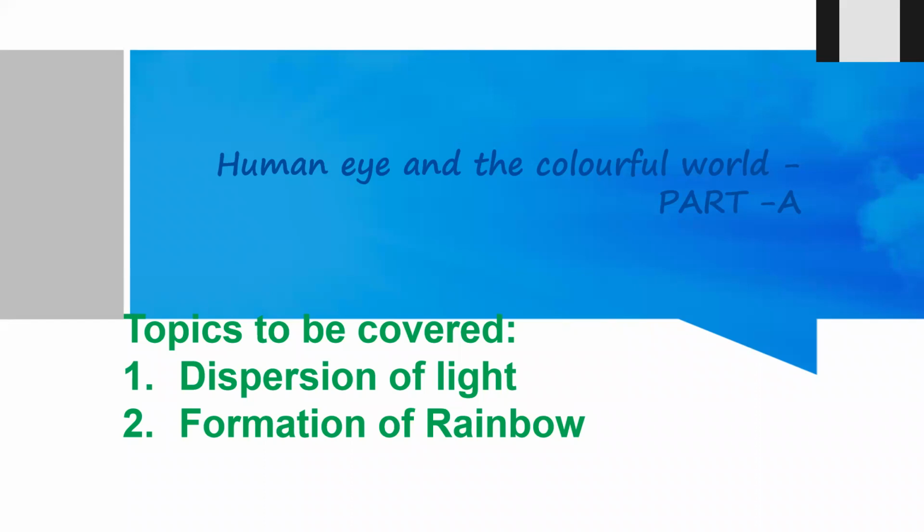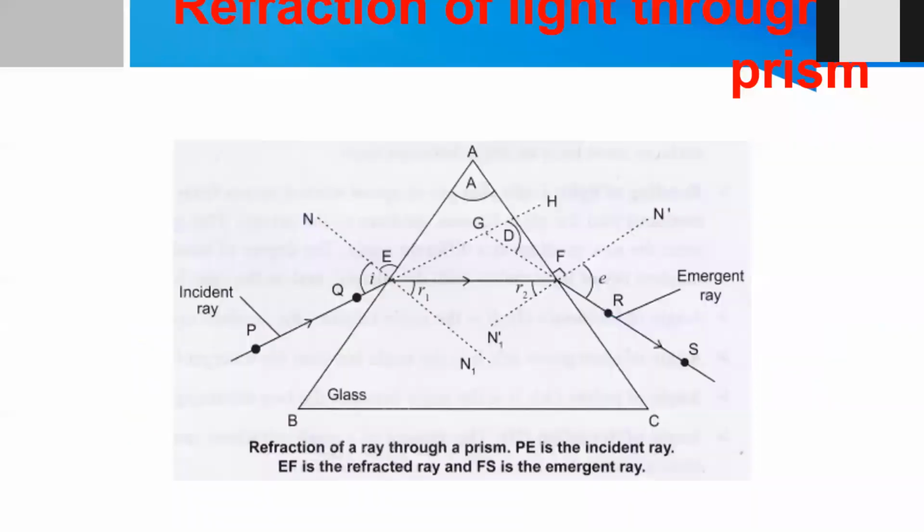What I'm going to take you through in this video is Part A of the chapter, that is dispersion of light and formation of rainbow. So let's start. As you are quite aware of dispersion of light, because you have been doing it since grade 7, what is dispersion, how the spectrum forms and all. But now as you are in grade 10, we have to learn a little more about the same.